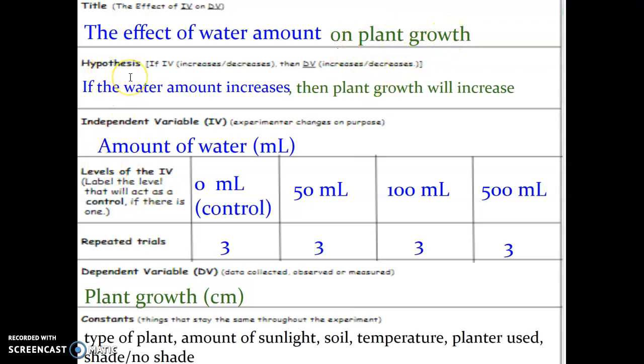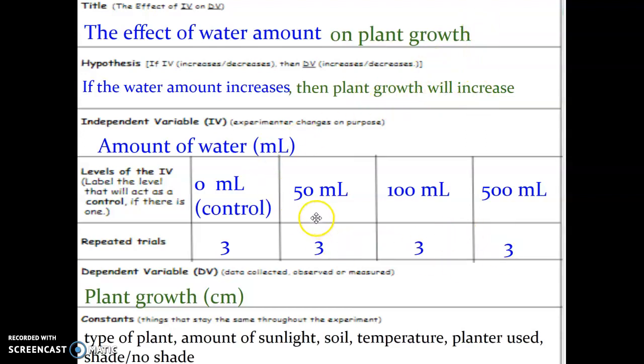Our hypothesis will be formatted as an if-then statement. Now remember, our hypothesis is just an educated guess. If you had a different hypothesis, but you had the water amount after if and the plant growth amount after then, you are okay, right? So if you said if the water amount increases, then plant growth will decrease, you're fine.